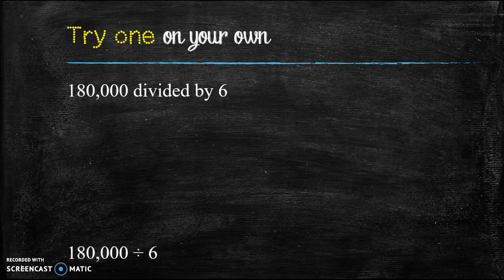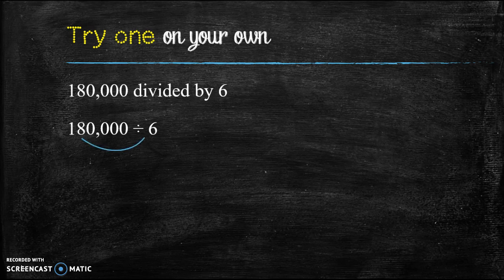Welcome back. So we have 180,000 divided by 6. So 18 divided by 6 is 3. Then how many zeros do we have? 1, 2, 3, 4. So we'll write 4 zeros in after the 3, and don't forget your comma. So we know 180,000 divided by 6 is 30,000. Did you get that right? Great job if you did. If maybe you made a mistake, I suggest you go back and rewatch this part of the video until you can understand it a little bit better.